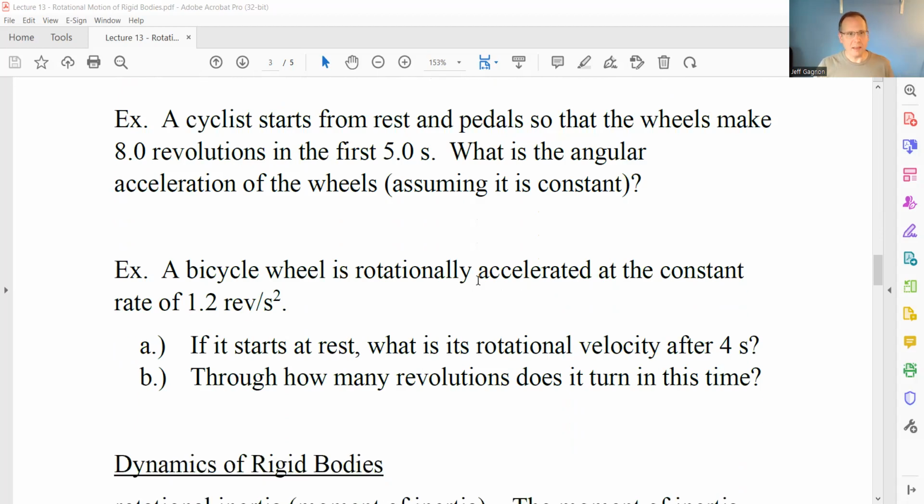Okay, so let's do a couple of problems, and then I will come back to this and we'll talk a little bit about the dynamics of rigid bodies, where we actually look at the causes of the motion, which is basically the torques. So let's look at these. I'll jump on the iPad and we'll do these two problems first, then we'll get into the dynamics.